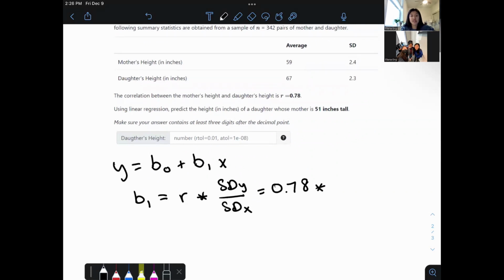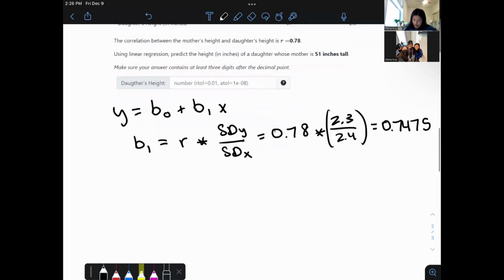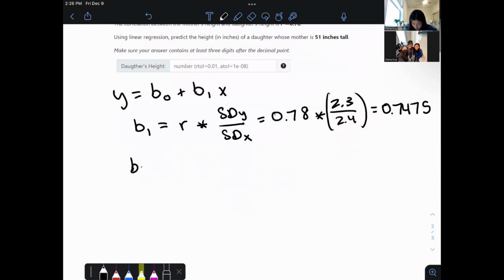Here we're trying to predict the height of the daughter, so that would be the y variable. So now I can look up at my table and I see that the standard deviation of y is 2.3, and then the standard deviation of x is 2.4. And now I'll get out my calculator and do the calculations. And that leads us to a slope of 0.7475.